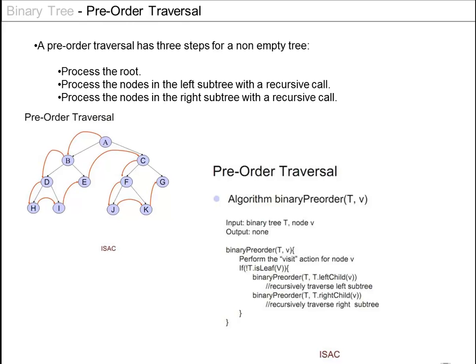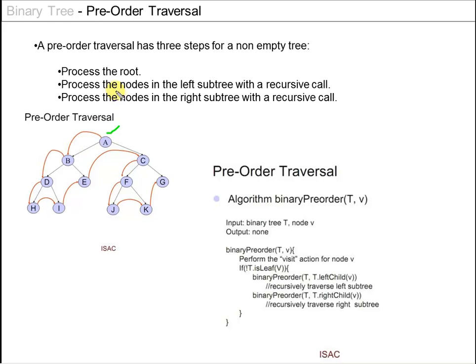How does the pre-order work? A pre-order traversal has three steps for a non-empty tree. So how it works is very simple. First it will process the root, then the nodes in the left subtree with a recursive call, and then the nodes in the right subtree with a recursive call. So what happens is that first it will do A, then B, because it has processed the root, so it has done this one, okay? So first it will process the root.